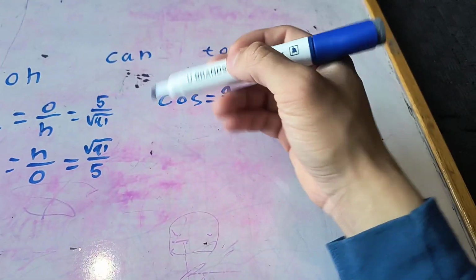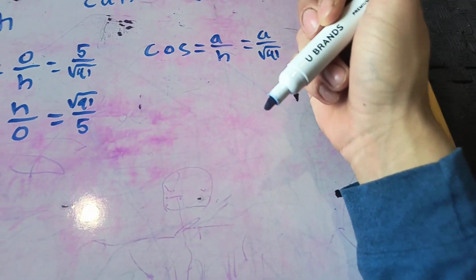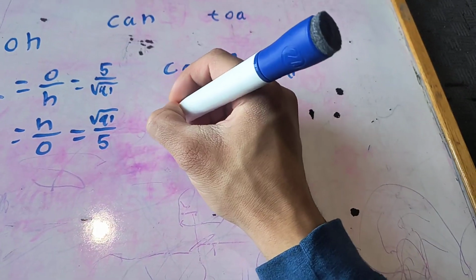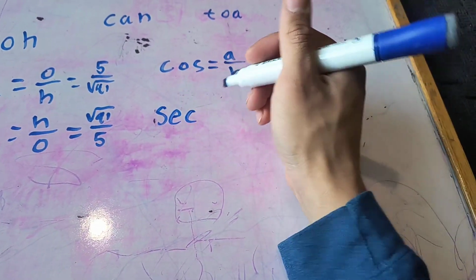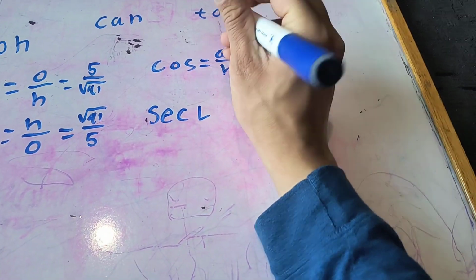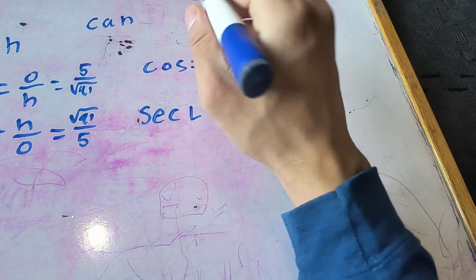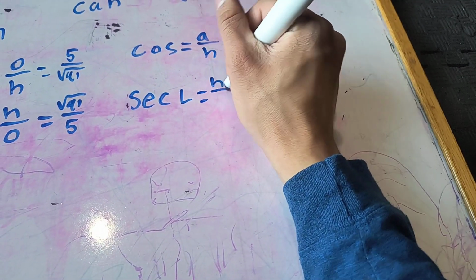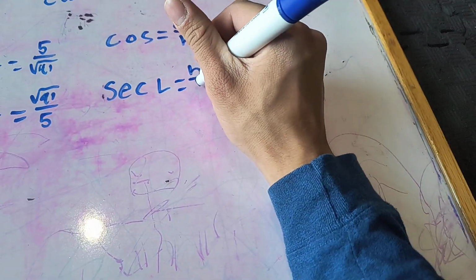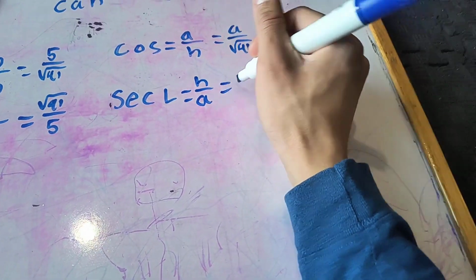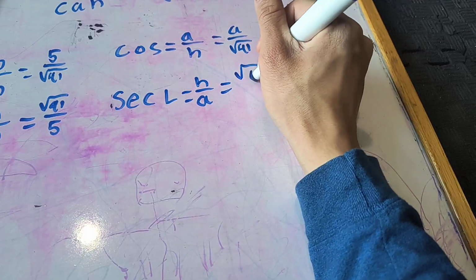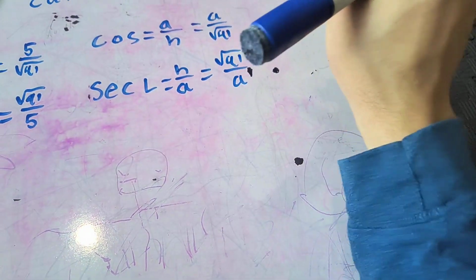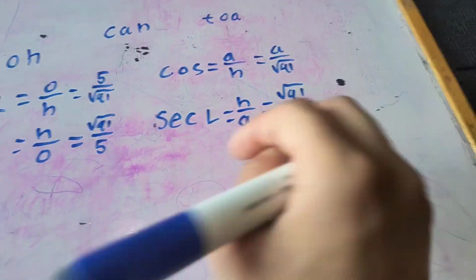Okay, now let's find the reciprocal of cosine, which is called secant. Let me write it like this. Secant of L, I forgot to put the L here, whatever, it's implied, is going to be equal to the reciprocal of cosine, which is hypotenuse over adjacent, which is going to be equal to the square root of 41 over A. We still don't know what A is. We're going to have to solve for A.